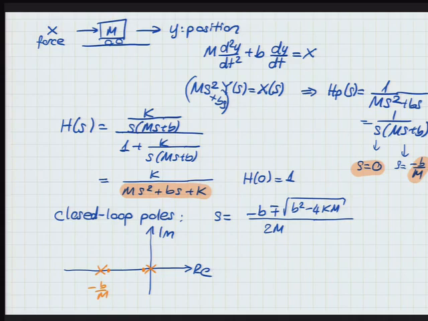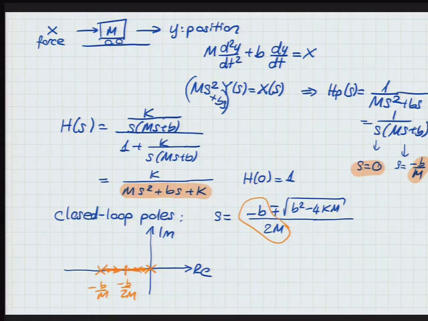If I move k more, in what direction do those move? Further in, right? And what happens? They keep moving closer, right? And note the center is negative b over 2m, which is what you're seeing here, right? So as I increase k, the square root term becomes closer and closer to 0, so I'm coming closer and closer to the middle. So they are moving towards each other, both poles, right?